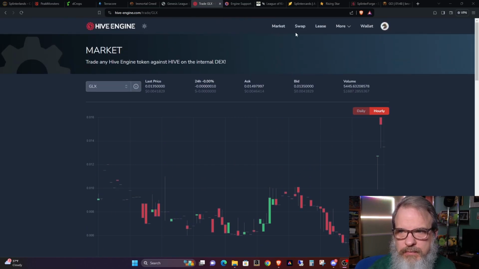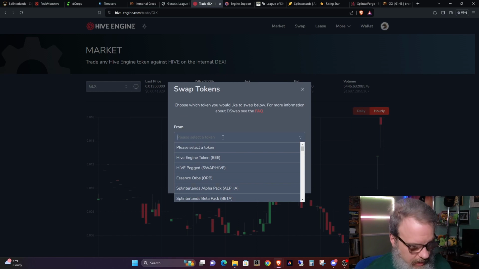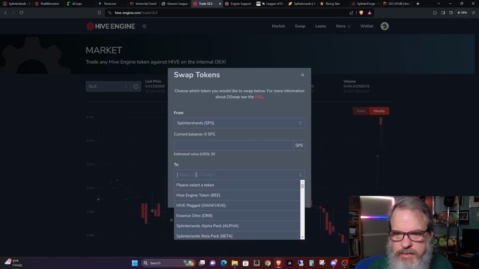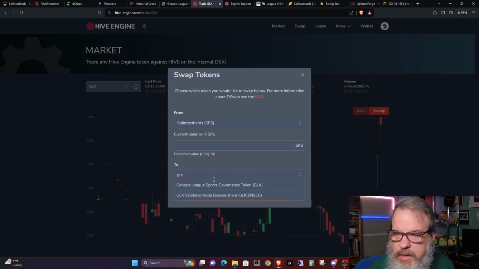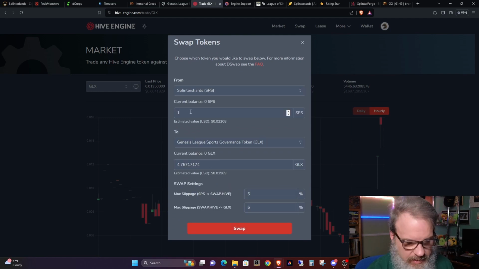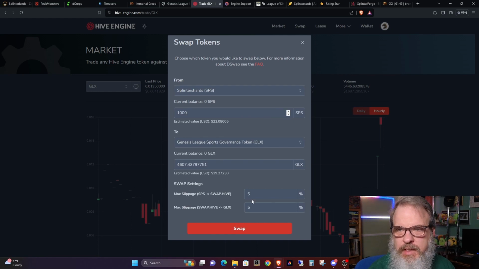Well, they do offer the swap feature, which works with liquidity pools, where you can swap one token for another. In this case, I was swapping from SPS to GLX. It does involve a slippage fee like most trades do, of 5%. But then it goes through and you don't have to do a bunch of different buy and sell orders. Okay, so that's the basics.